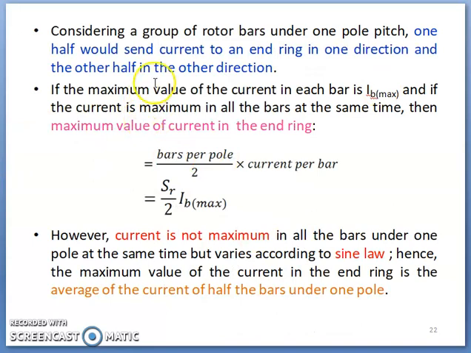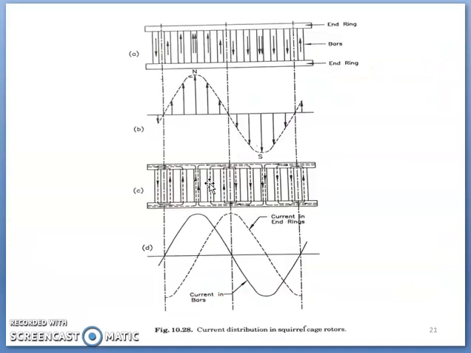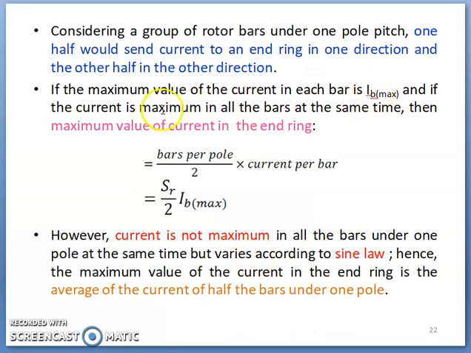Here, considering a group of rotor bars under one pole pitch, one half would send current to an end ring in one direction and the other half in the other direction. This you have seen in this figure. One half is sending current in one direction and the other half sends current in the other direction. If the maximum value of current in each bar is say IB max, and if current is maximum in all bars at the same time, then the maximum value of current in the end ring is given by bars per pole divided by 2 into current per bar.